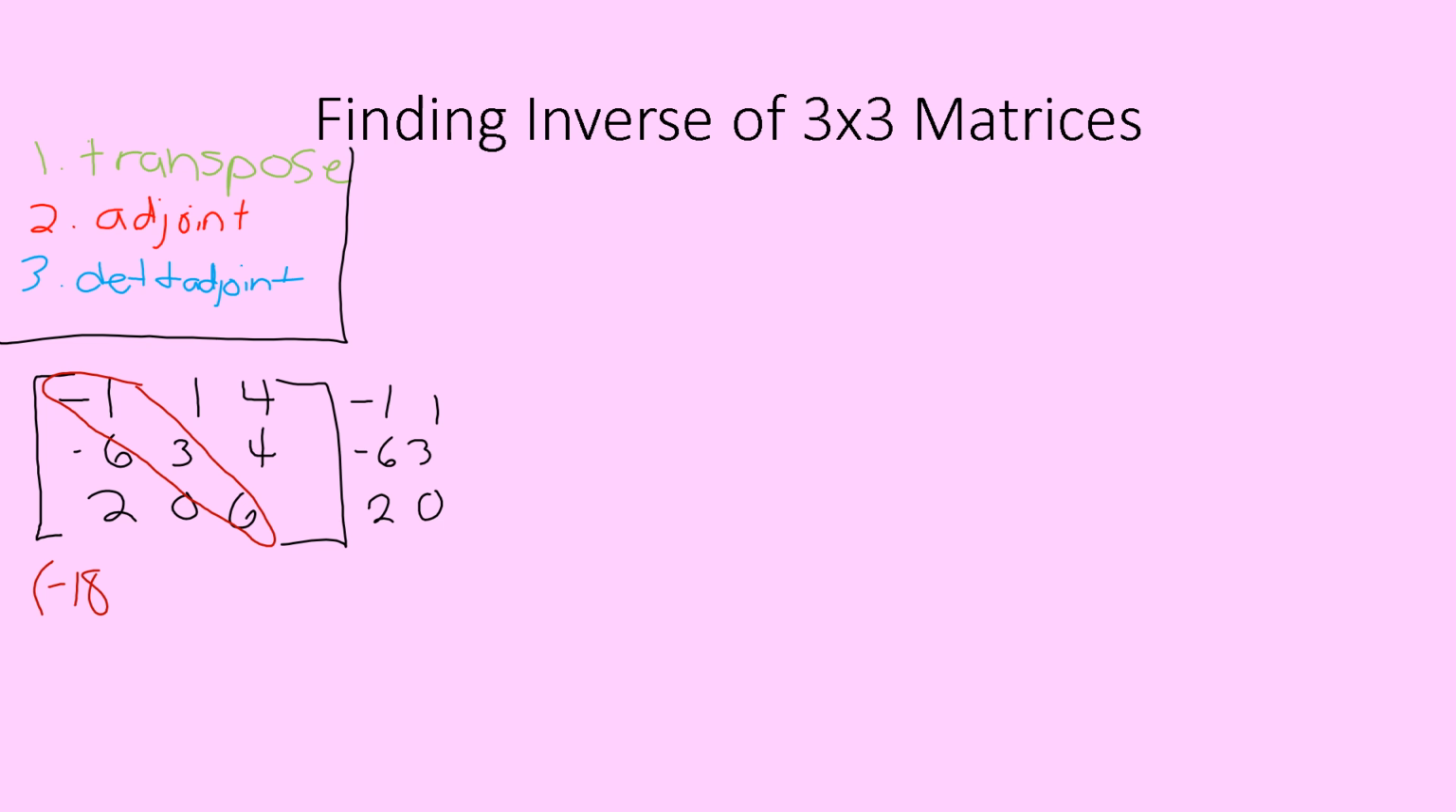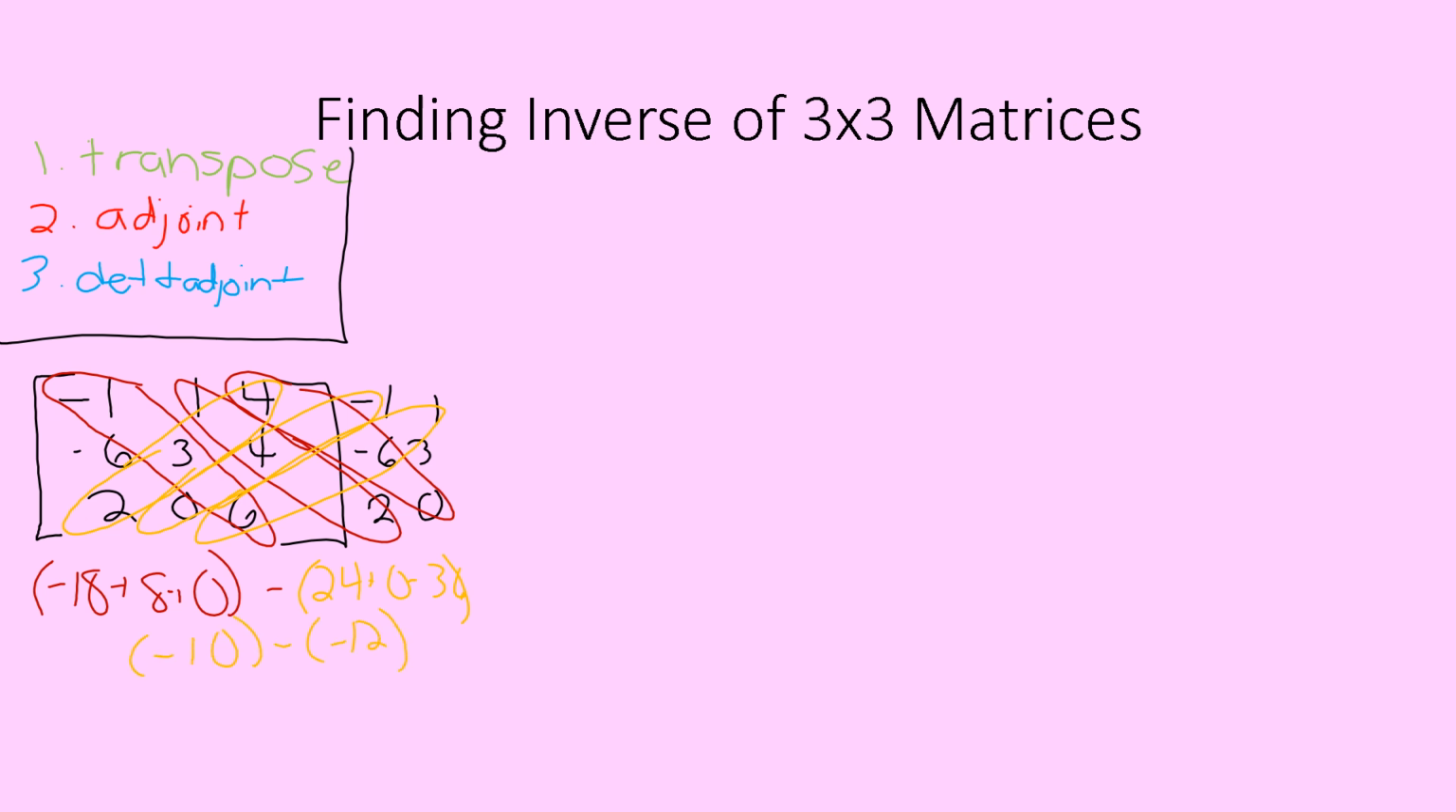And then we're going to continue with that process. So we're going to multiply these together, which gives us a +8. These are going to give us 0. So we're going to subtract that from the following, and that is going to give us -10 minus -12, a total of 2. And that is our determinant. Once we have that, we can finally start finding the transpose and adjoint, and we can put that together.